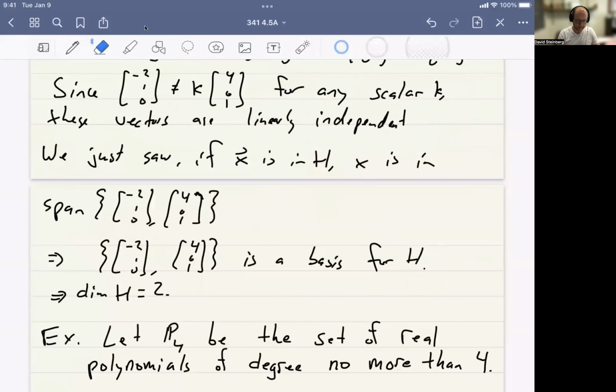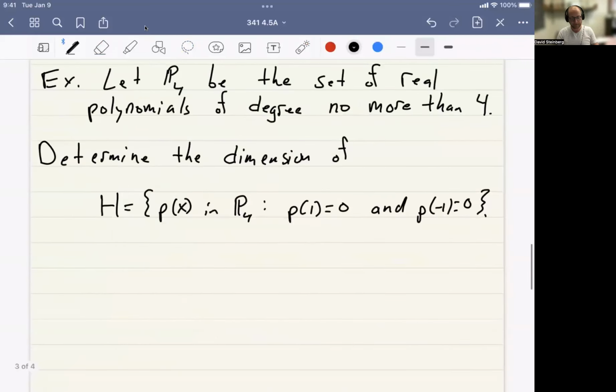All right, let's do another example. Let P4 be the set of real polynomials of degree no more than 4. So here I just mean real coefficients. The coefficients of the polynomials can be any real number. We want to determine the dimension of the subspace H, which are all the polynomials in P4 such that they've got a root at 1 and a root at -1. I'll leave it to you to check that, in fact, H is a subspace, but it is.